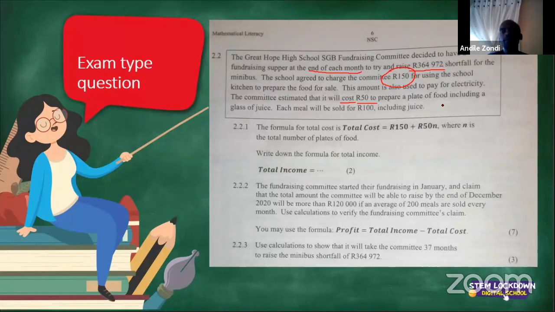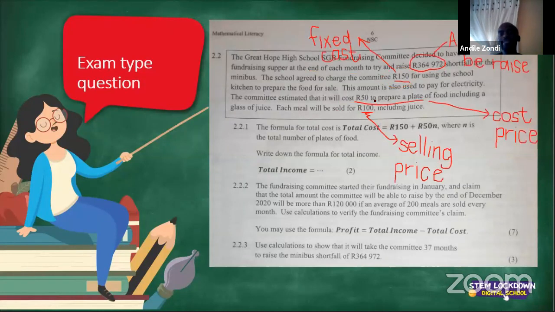Okay, which includes a glass of juice. Each meal will be sold for 100 rands, including juice. So obviously the keyword there is sold. You need to understand what the 100 rand means. Another way you should have something like this.